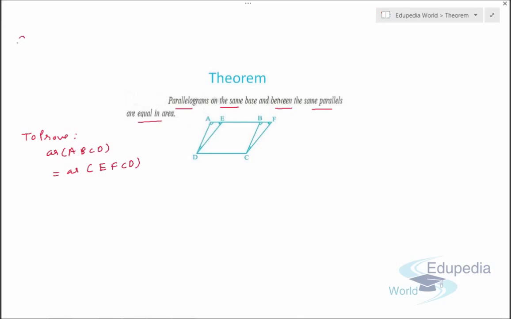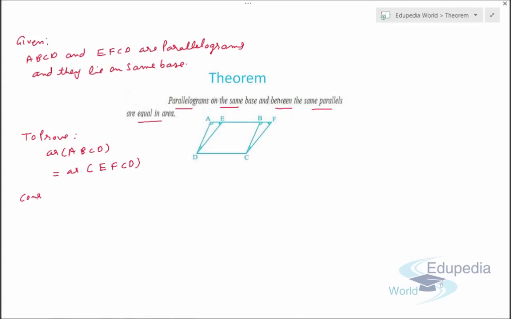First of all, we need to write the given. It's given that both ABCD and EFCD are parallelograms and they lie on the same base. Right? Now, let's see how we can prove this.